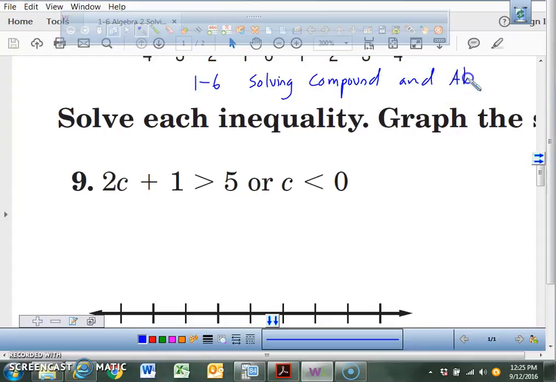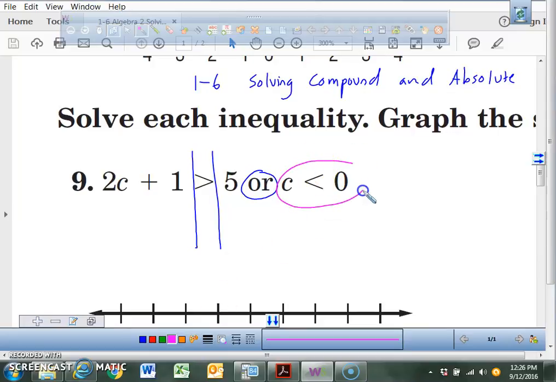I'm just going to put "and absolute" for sure. Okay? Automatically, what word catches your attention that is going to tell you what type of inequality this is? Or. Okay? So automatically, we're going to be solving for two different inequalities. This is the first one we're going to solve. One of them is literally already solved for us. One of them says all the values of C that are less than 0.